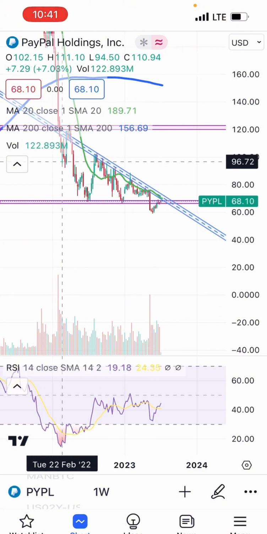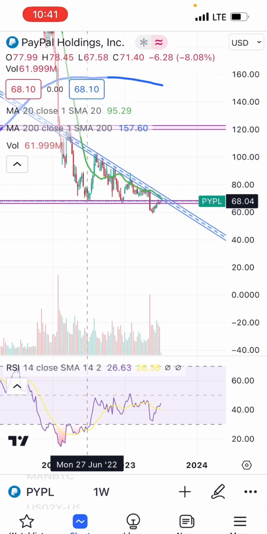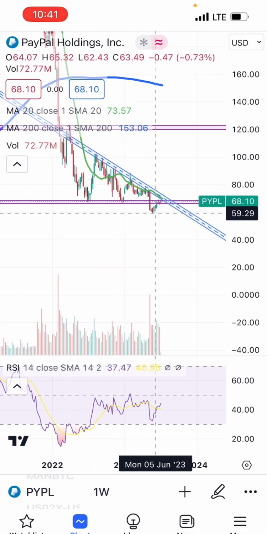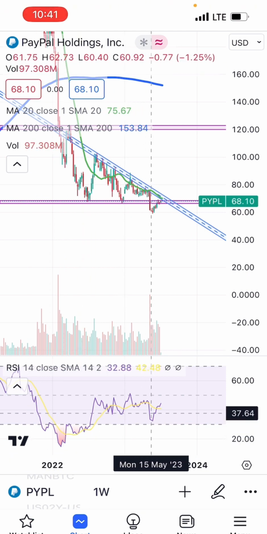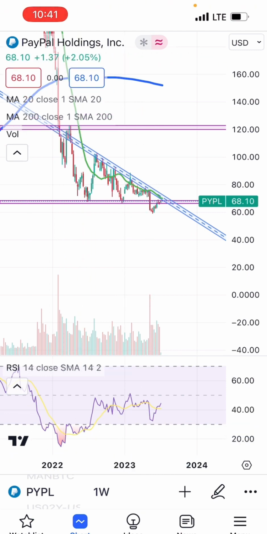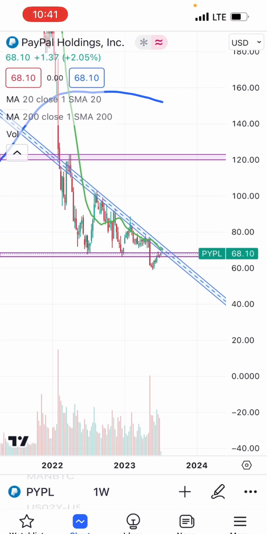So up here, PayPal made a low, it made another low, made another low, and then it made a new low, right? But RSI did not make a new low, right? So that is bullish divergence, right? Which I love to trade. So this is looking pretty good for a possible swing trade setup.